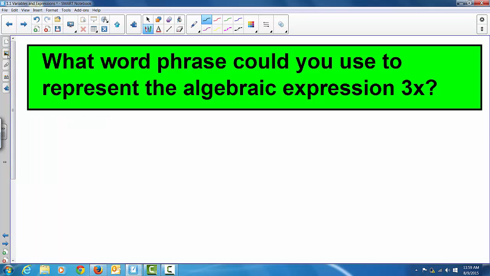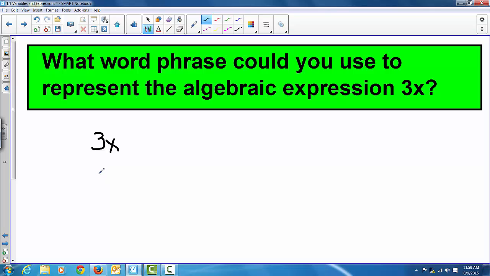What word phrase could you use to represent the algebraic expression 3x? A word phrase. Now this time we're going backwards, okay? We've been going from the word phrase to the algebraic expression. Now we've got an algebraic expression and we're going to be going to the word phrase. So we've got 3x. What could we say that would describe that in words?